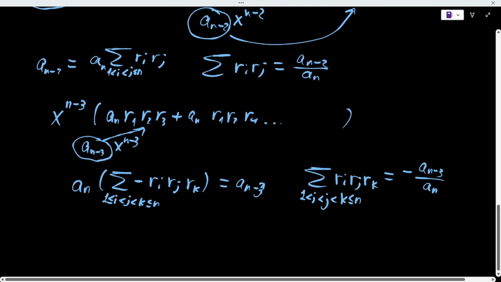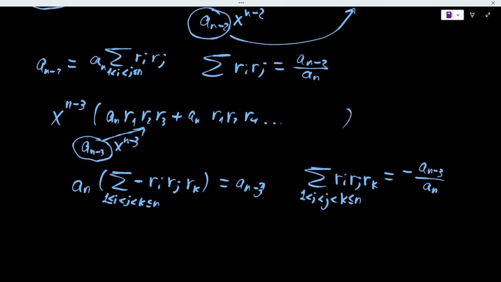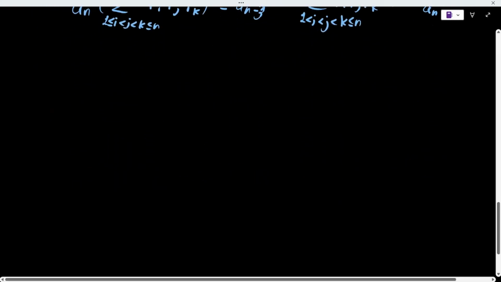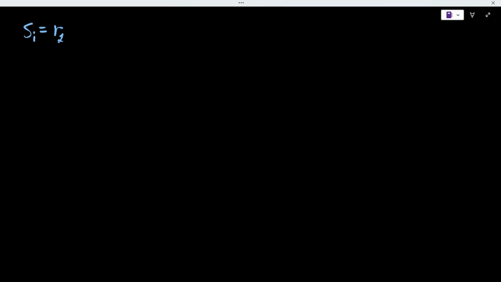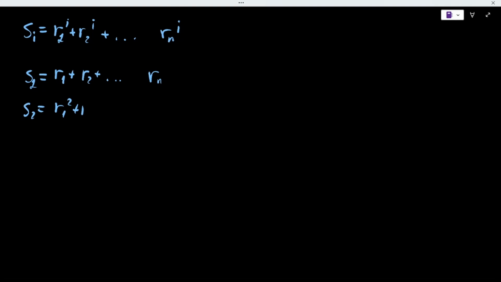Now we will apply this generalized version of Vieta to prove Newton's sums. And what is Newton's sum? Newton's sum, Si, is the sum of the i-th powers of the roots: R1 to the i power plus R2 to the i power and so on. So the first one, S1, equals just the sum of the roots, R1 plus R2 plus and so on, Rn. S2 will be the sum of the squares, R1 squared plus R2 squared, and so on, Rn squared.